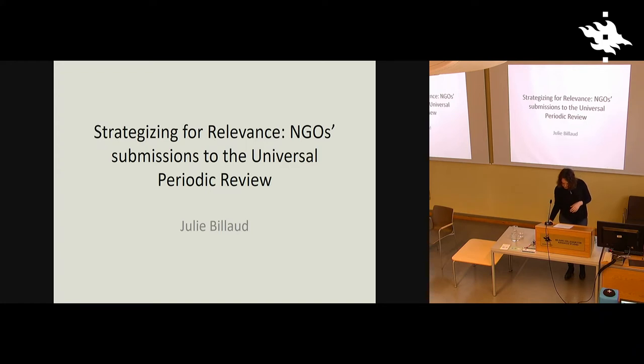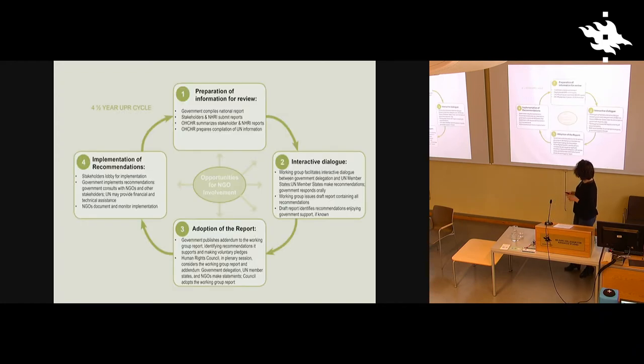So it's a mechanism that is composed of four main stages. The first one is the preparation of information for the review. It's a moment during which the state under review prepares its national reports, and when NGOs and other stakeholders also prepare documents, when the Office of the High Commissioner for Human Rights, which acts as a secretariat of the mechanism, is also summarizing these NGOs' contributions and is preparing a compilation of UN information.